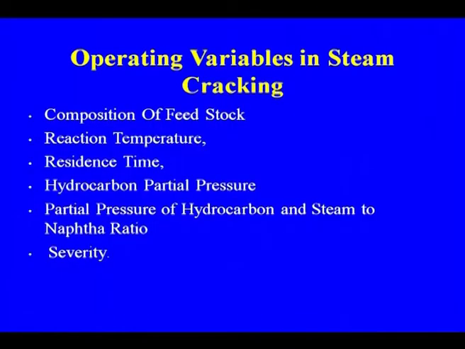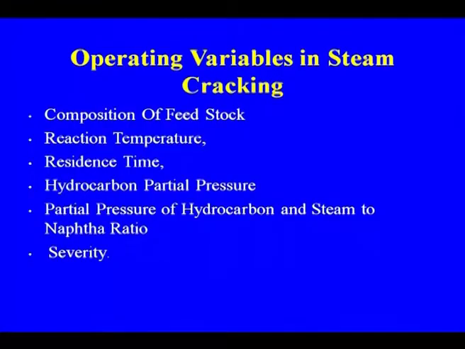Then the other important parameter is the reaction temperature. The temperature means the severity; it should not be too low or too high, because the chances of more coke formation will be there at high temperature, and at lower temperature the yield of the lighter component olefins will be less. Residence time, as I told you, is very important in the furnace. So again we will be discussing all those. Then hydrocarbon partial pressure: the partial pressure of the hydrocarbon is controlled by the steam to naphtha ratio, because the steam plays an important role in reducing the partial pressure. Then the severity and the reaction temperature are interrelated parameters.